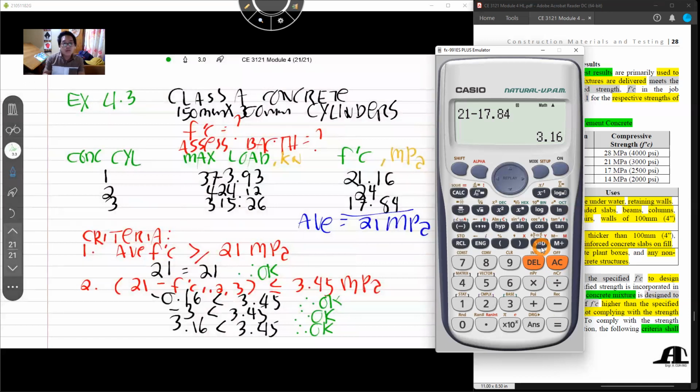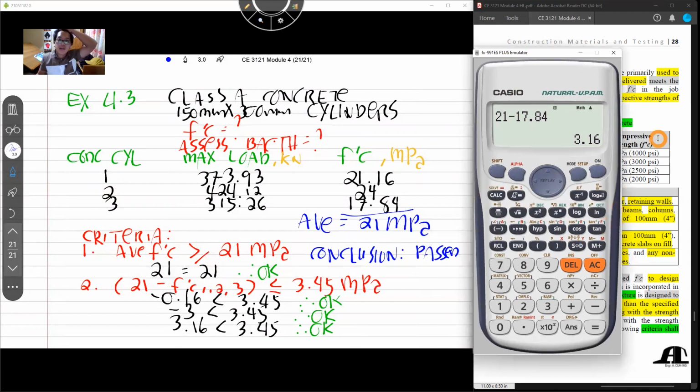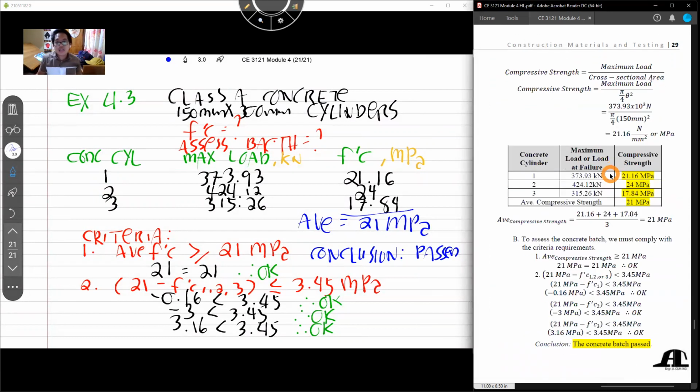Okay. So anong conclusion natin class? So ang conclusion natin class, since pasok sa dun sa dalawang criteria, pass. Pasado. Okay, pasado tayo. Okay? So check natin yung mga sagot class. So yan. So kung titignan nyo class na 21, 24, tas yan. Tapos chinek natin class dun sa dalawang criteria, criteria 1, criteria 2. So pasado. Meaning class, the concrete batch passed. Okay?